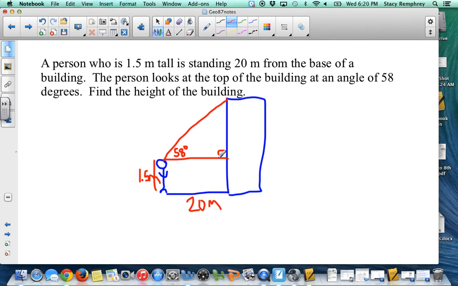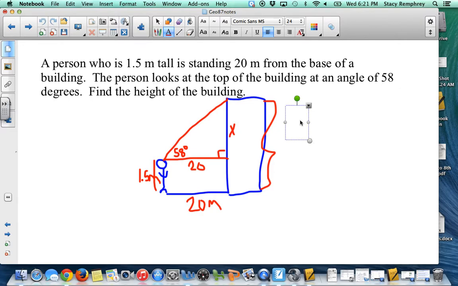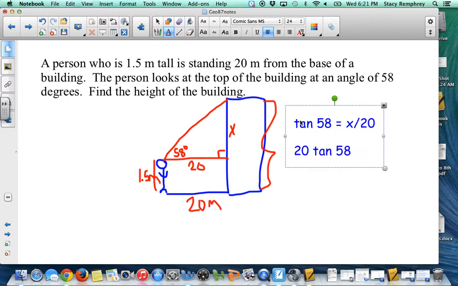Again, this is a right triangle. If this is 20, well then so is this. That's 20 also. And we're looking for the height of the building. So I'm going to start with, here's 58. I can find this side. So I'm going to say the tangent of 58 equals x over 20. Solve that. And when you solve that, I believe you get 32. Let me just double check my work. Yep, so we get x equals 32.